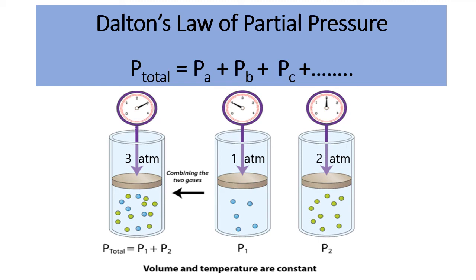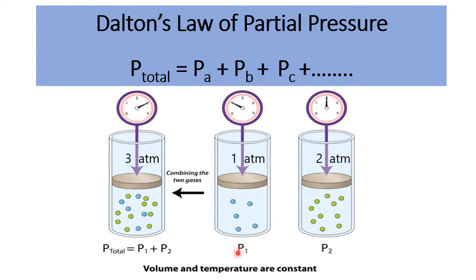Today we're going to talk about Dalton's law of partial pressures. And this law very simply states that the total pressure in a container is equal to the pressure of each gas that's in the container, all added together. So let's look at what we have here.